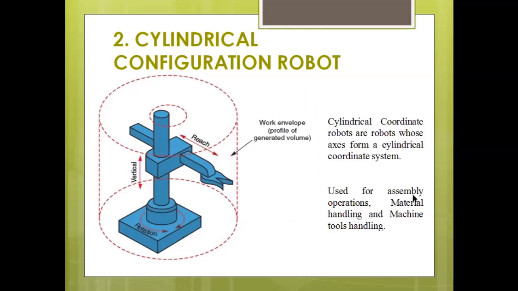This is used for assembly operations, material handling, and machine tools handling. These types of robots are mainly used for assembly operations. Already you know car manufacturing. The car is an assembled part. While doing the assembly operations, we are using this type of robot. Material handling, loading and unloading. These types of robots are also used for loading and unloading. Machine tools handling, such as lathe machine tools and milling machine tools handling.